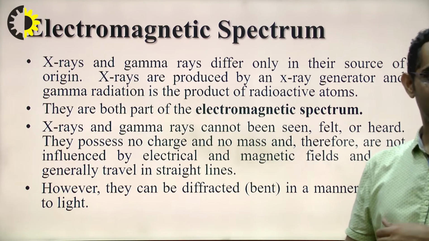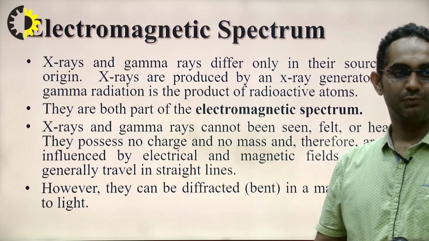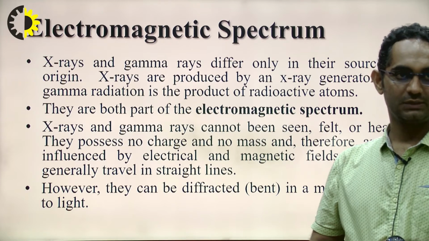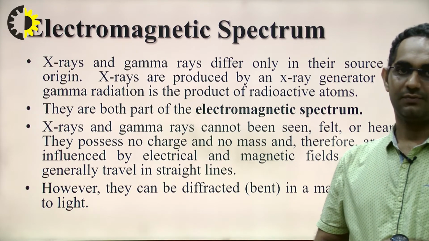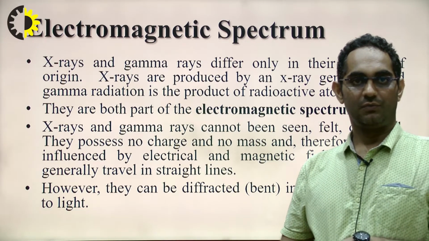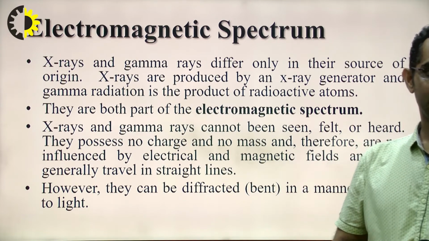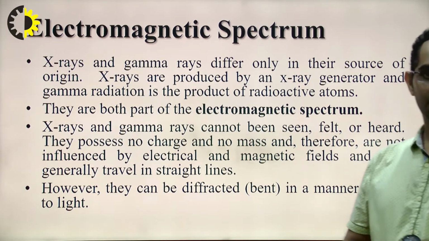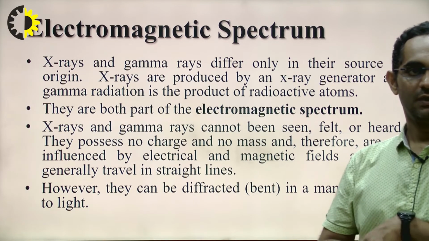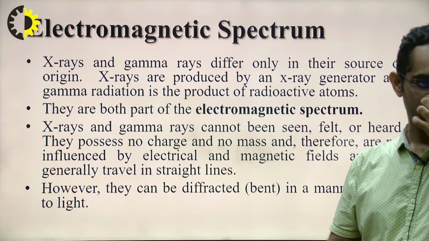X-rays and gamma rays cannot be seen, felt or heard. They possess no charge and no mass, and therefore are not influenced by electrical and magnetic fields and will generally travel in straight lines. However, they can be diffracted, bent in a manner similar to light.